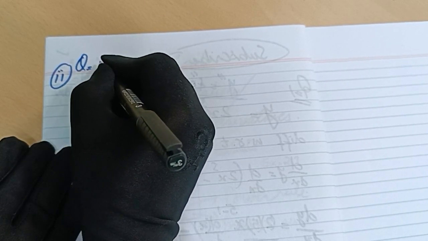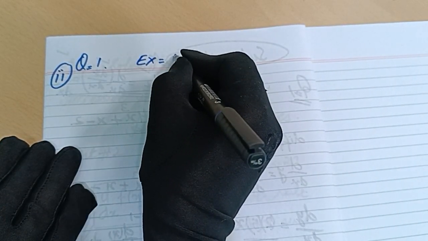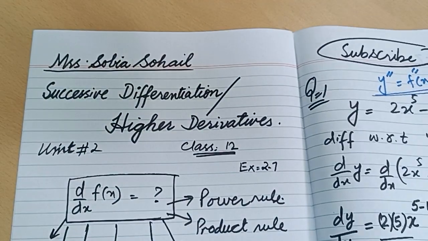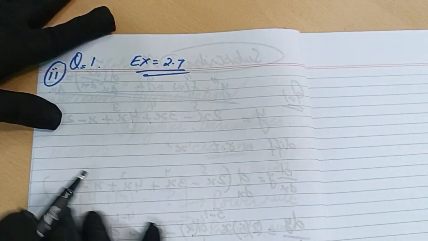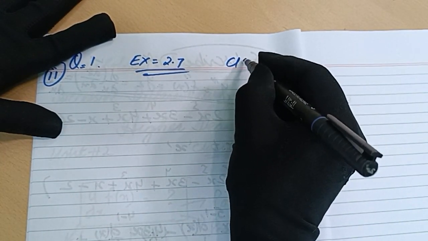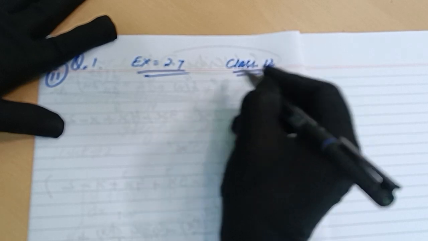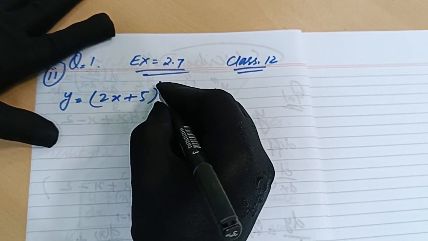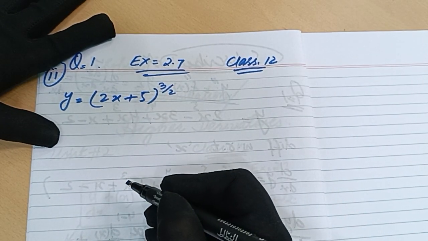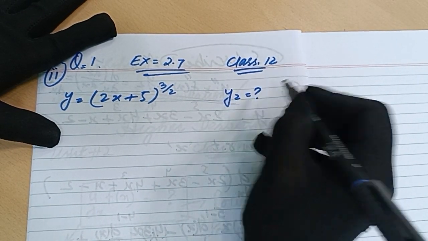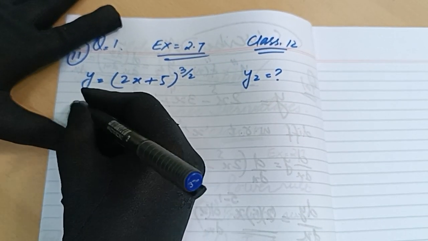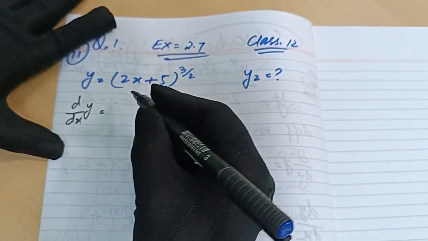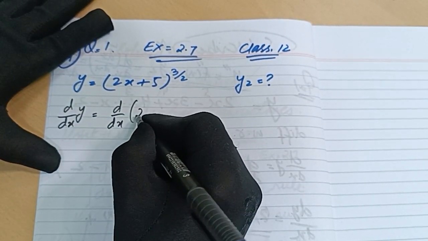The second part of question number 1 of the same exercise 2.7, I am starting. Did I write 2.7 or 2.6 in the reference? Yeah, exercise 2.7 of class 12. So the question is that y is given as (2x plus 5) whole power 3 by 2. You have to find out y2. So what we can do is take the first derivative, d by dx of y equals d by dx of the given function.